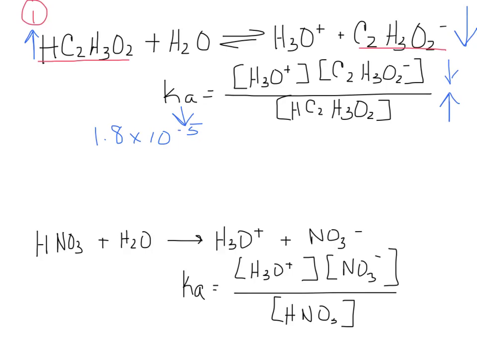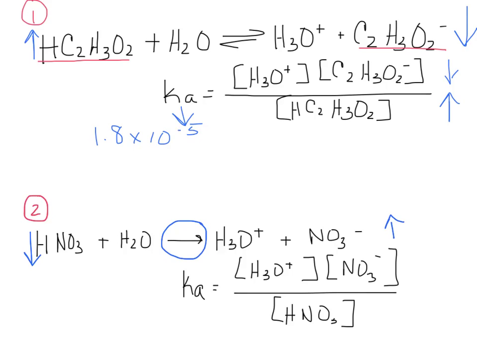Compare this situation to the example of a strong acid at the bottom. Here we have nitric acid, which dissociates almost 100%. At equilibrium, then, we have almost entirely dissociated acid and pretty much no undissociated acid remaining. In fact, we don't even have to draw an equilibrium arrow here because this reaction essentially goes to completion.